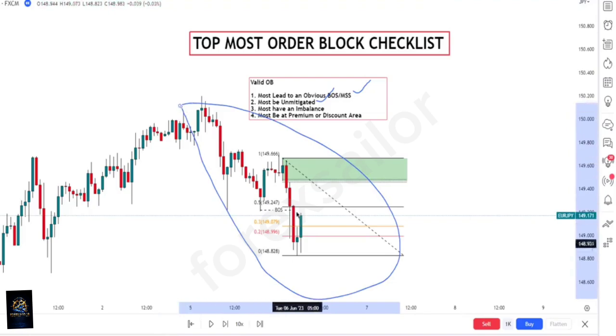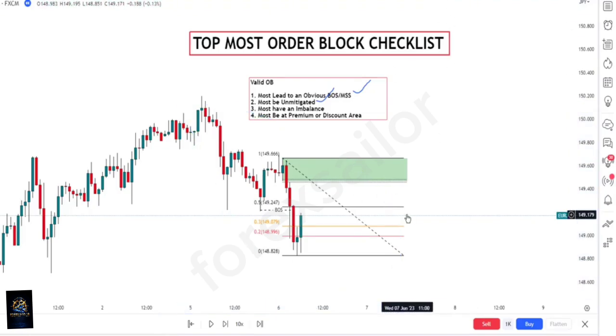That means our order block should be at premium. That's what makes it a valid order block. It must be at premium, that means it must be above the 50% level. And if we are dealing with a bullish market, it must be at discount. So everything from this middle line down is discount. Anything from this middle line up is called premium.